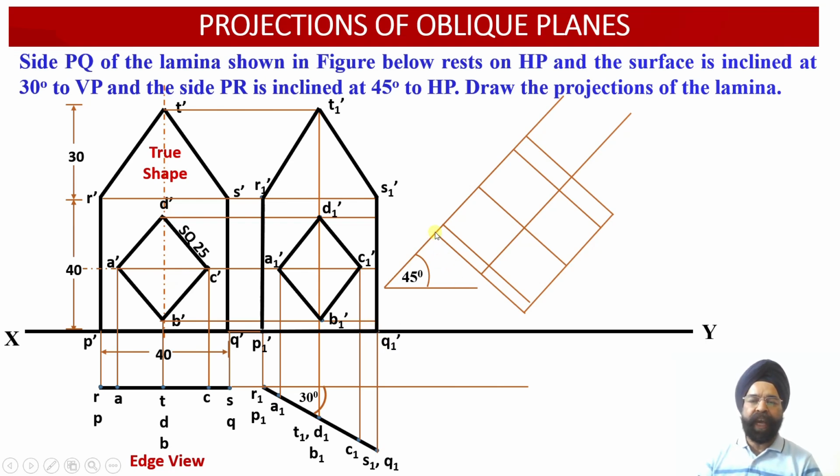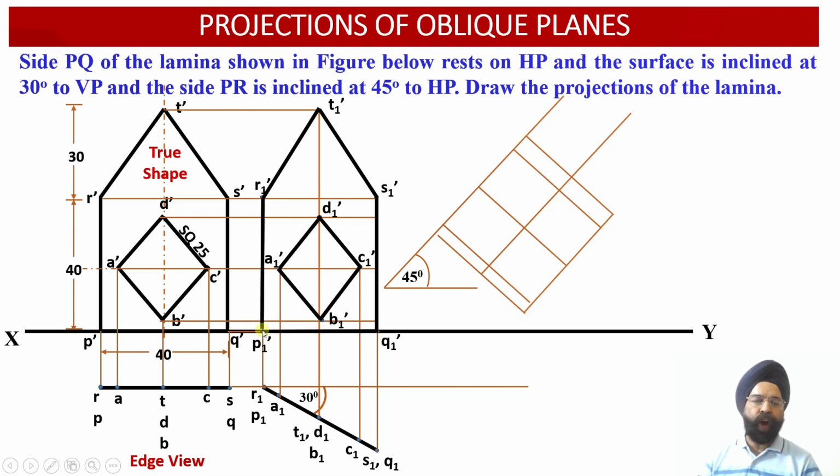So from P2 dash, if we draw a perpendicular projector, mark this point, so Q2 dash point will be obtained over here. Similarly, from R2 dash, this point, if we draw a perpendicular projector and mark the same distance, point S2 dash will be located. So this way, P2 dash, Q2 dash, R2 dash and S2 dash points have been located.